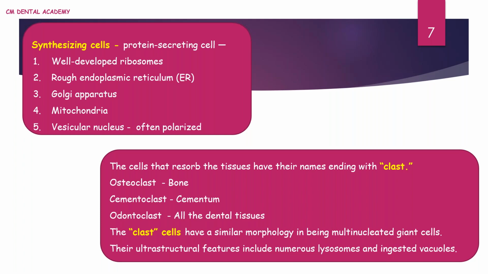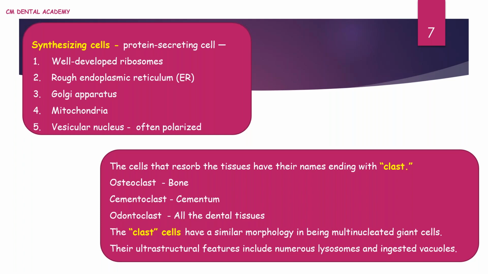The prominent features of these cells are well-developed ribosomes, rough endoplasmic reticulum, Golgi apparatus, mitochondria, and a vesicular nucleus, which is often polarized. These cells help in synthesizing the hard tissues of the oral cavity.